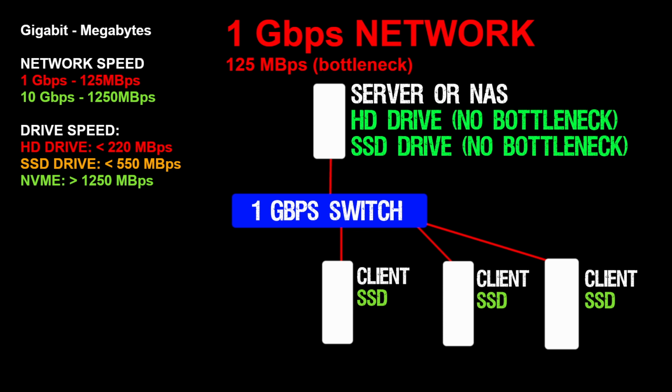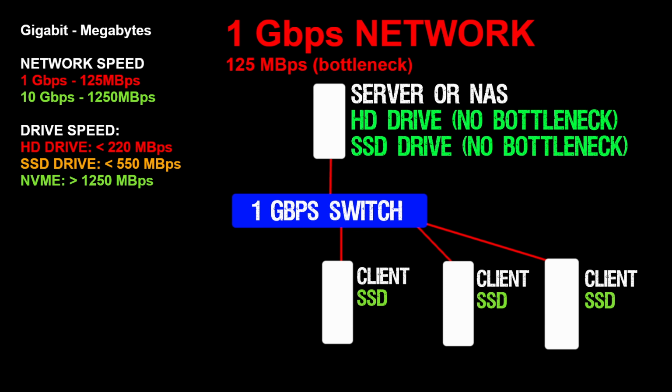Hi, in this video I want to show you how to upgrade your network from 1 gigabit per second to 10 gigabit per second using standard category 6 or 7 Ethernet cables. As we see in this slide, 1 gigabit per second is equivalent to 125 megabytes per second.